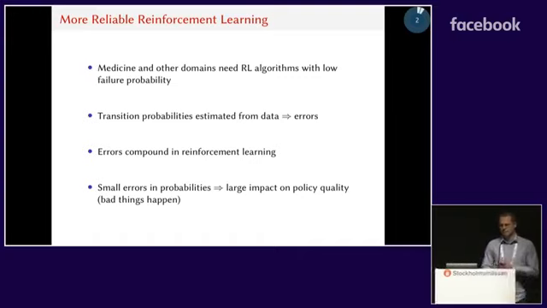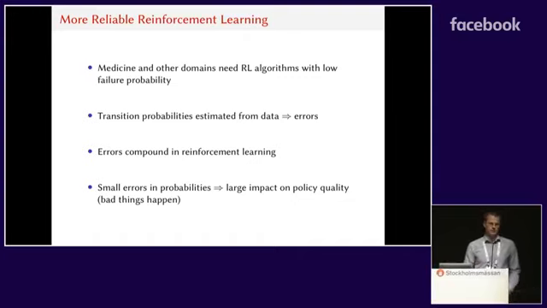In many reinforcement learning domains, we really care about reliability. For example, in medicine, we may not only want to minimize our costs, we want to make sure that the probability of hurting the patient is as small as possible. Now, there are many reasons why reinforcement learning could be unreliable. One of them, and perhaps one of the more important ones, is that the transition probabilities come from samples. They're estimated from data, which leads to errors. And as we've heard before, errors in reinforcement learning tend to compound. So even if we have small errors in transition probabilities, this can lead to very large errors in policy quality, and then bad things can happen.